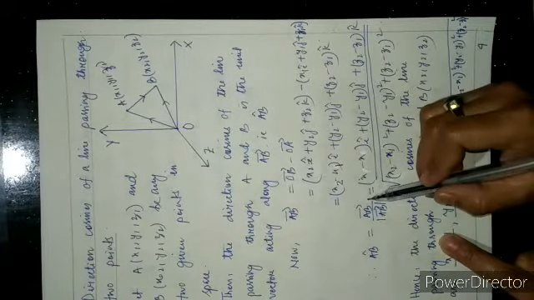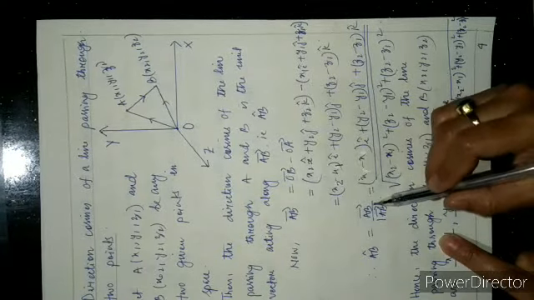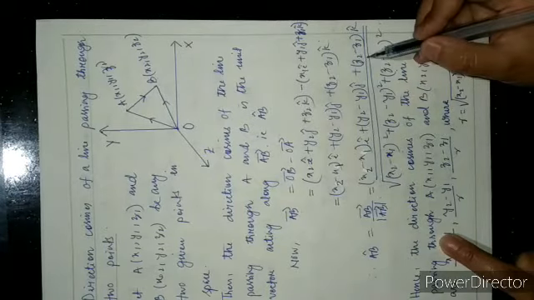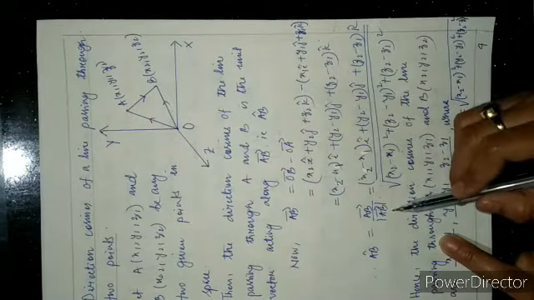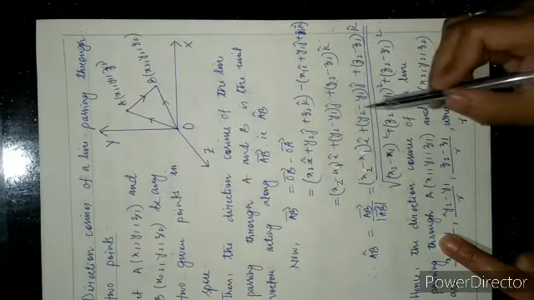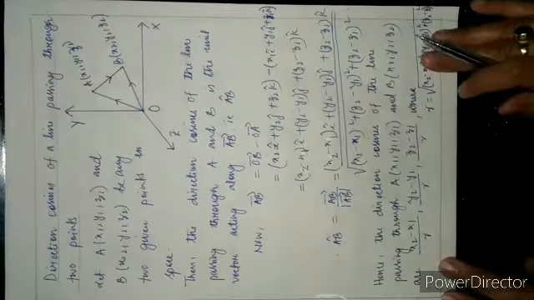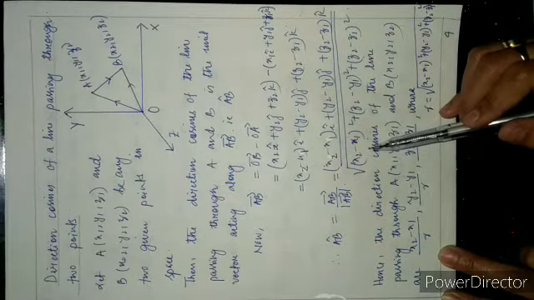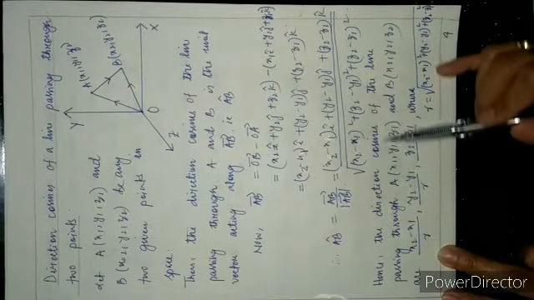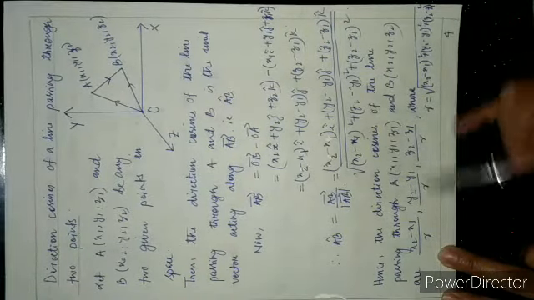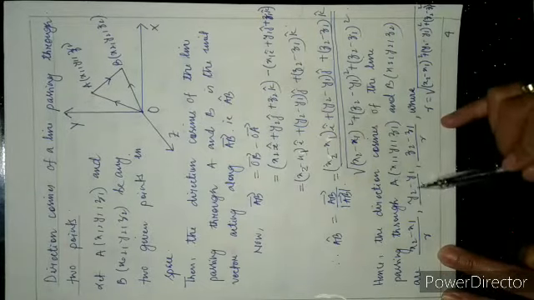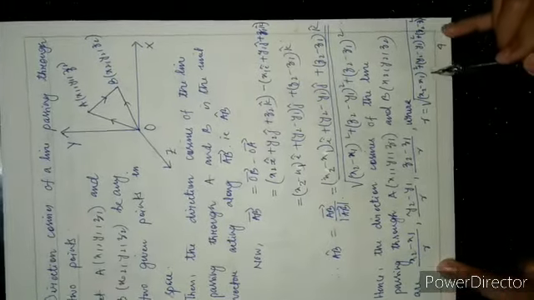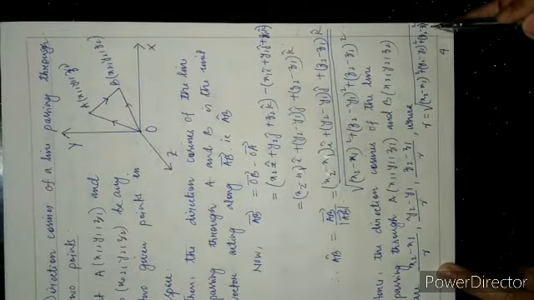AB cap is given by AB vector divided by magnitude of AB. AB vector is x2 minus x1 i cap plus y2 minus y1 j cap plus z2 minus z1 k cap, divided by magnitude of AB vector, which is root of x component square, y component square, and z component square. Divide each component by the denominator expression, and hence the direction cosines of the line passing through point A and the point B are x2 minus x1 divided by r, y2 minus y1 by r, z2 minus z1 by r, where r represents root over x2 minus x1 whole square plus y2 minus y1 whole square plus z2 minus z1 whole square.